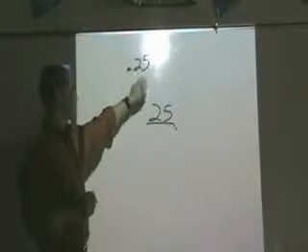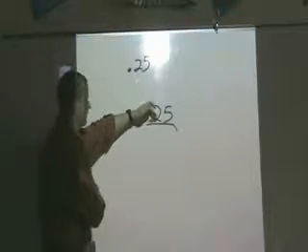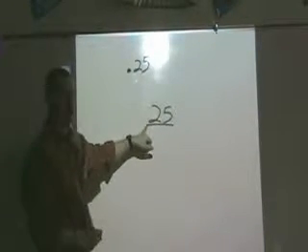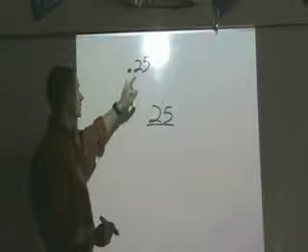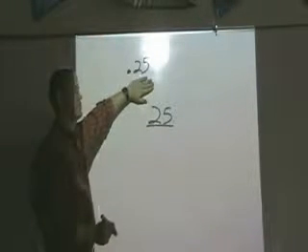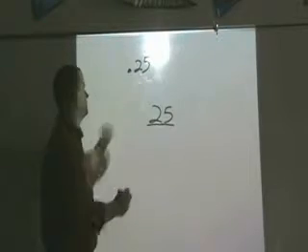The number I see is 25. I'm going to write 25, and I'm going to put it over my fraction bar. Okay? Now, look up here. How many place values do you see with your decimal?